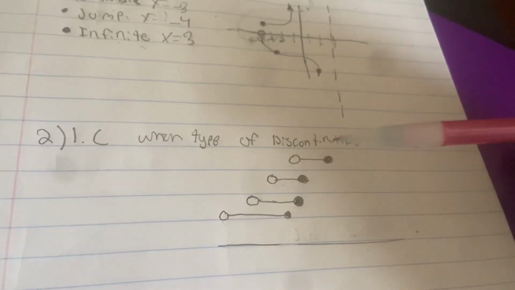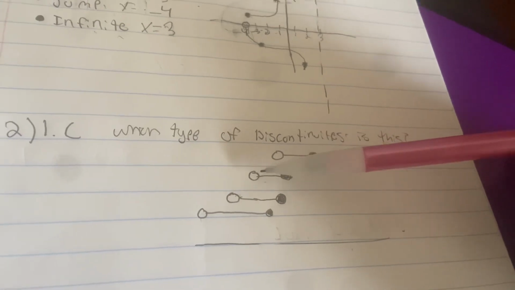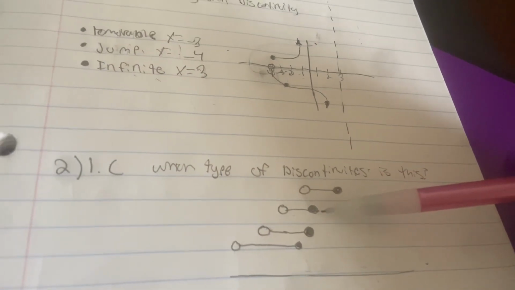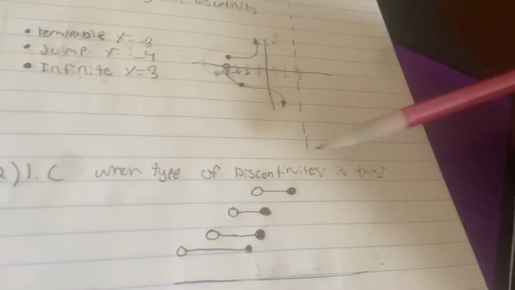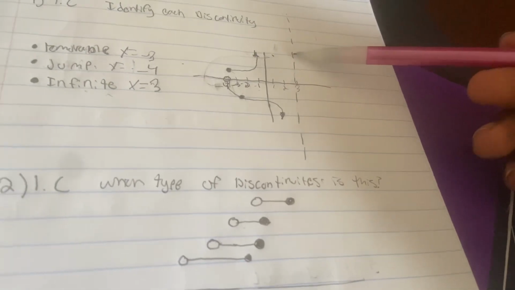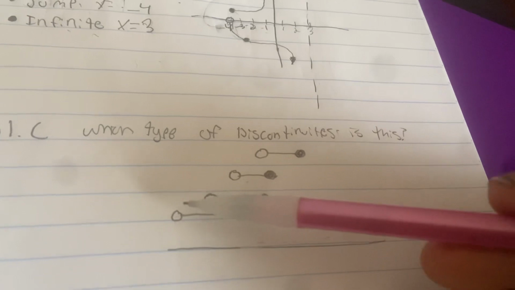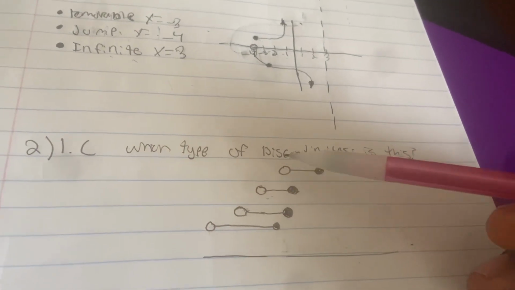So we look here and it's obvious right off the bat. We can tell it's not removable. It's not the singular point. We can tell it's not infinite because there's no dotted line here. So it's obviously a jump, because you can see from each point, it jumps to another point.